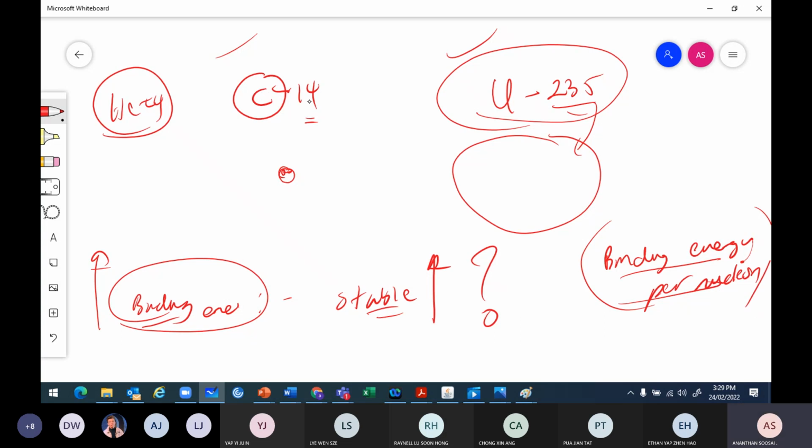Of course, the binding energy of carbon 14 is small, let's say 200 MeV. Uranium might have a binding energy of, let's say, 1000 MeV. This is the binding energy for carbon and uranium. But if you find the binding energy per nucleon, for carbon 200 divided by 14 and for uranium 1000 divided by 235, definitely carbon 14 will have a greater binding energy per nucleon. So greater binding energy per nucleon means that nucleus is more stable.